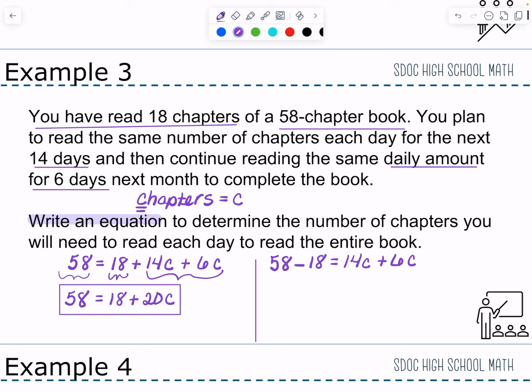Okay, so now that we have these two, we can look at it and say, can I simplify this? What is 58 minus 18? Because these are both constant terms. So that would be 40. And then 14C plus 6C, both variable terms, which gives me 20C. So more than one way that this information can be presented in an equation. Okay? All right, let's go on to example 4.